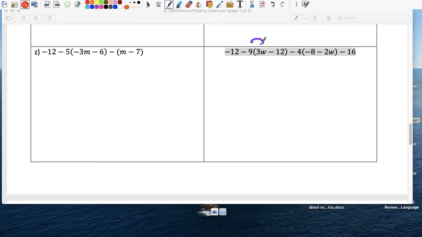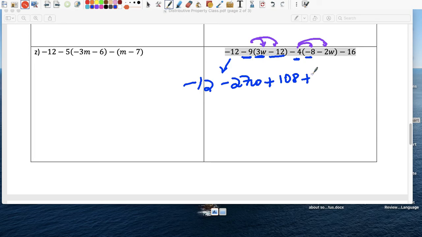But here, here, and here, here, and here. That's where the distributive properties happen. So, negative 12, and then negative 9 and 3w. Negative 9 times positive 3w is negative 27w. Negative 9 and negative 12 is going to be positive 108. Negative 4 and negative 8 is going to be positive 32. Negative 4 and negative 2w is going to be positive 8w, and then minus 16.